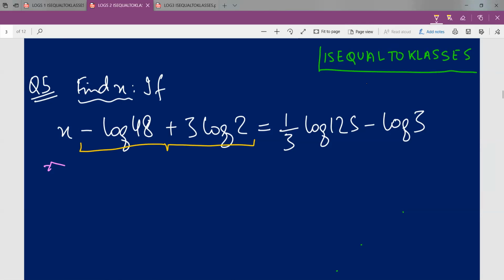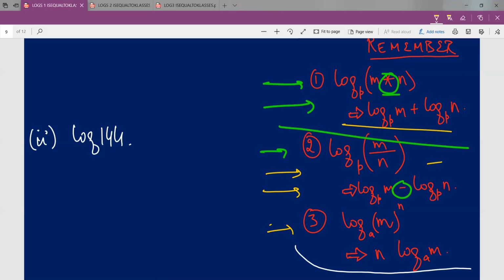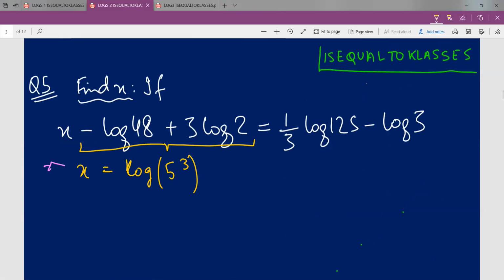So our new remodified equation would be x is equal to 1 upon 3 log 125. I could write it as log of 125, and 125 we could write it as 5 cube, and don't forget the 1 upon 3, and applying the third law in this part, I could write the 1 upon 3 log 125 as log of 5 cube, and don't forget the exponent outside, 1 upon 3 minus log 3.